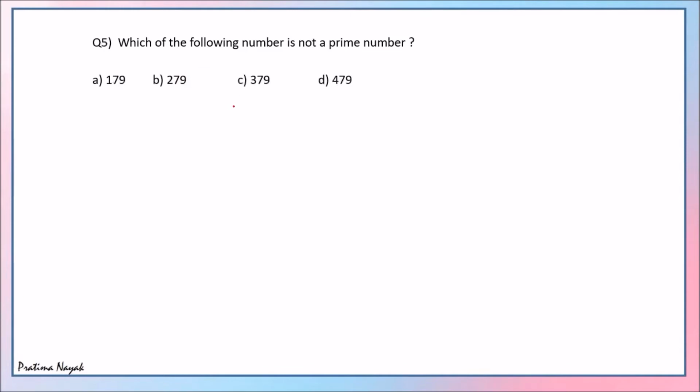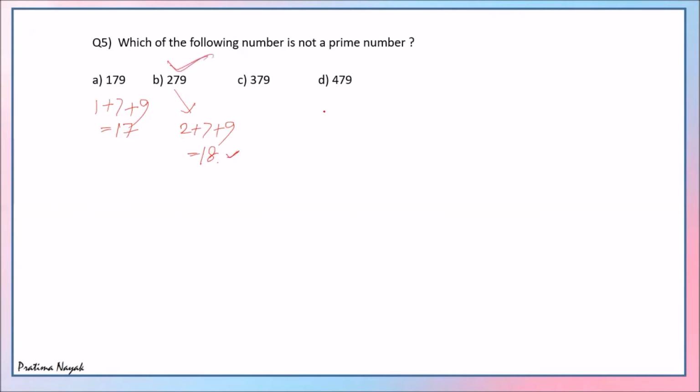Next is, which of the following numbers is not a prime number? 179, 279, 379 and 479. In the same way you can proceed. 1 plus 7 plus 9, it is 17. It is not a multiple of 3. 2 plus 7 plus 9, 7 plus 2, 9 plus 9, 18. Yes, it is a multiple of 3. So this is the answer.